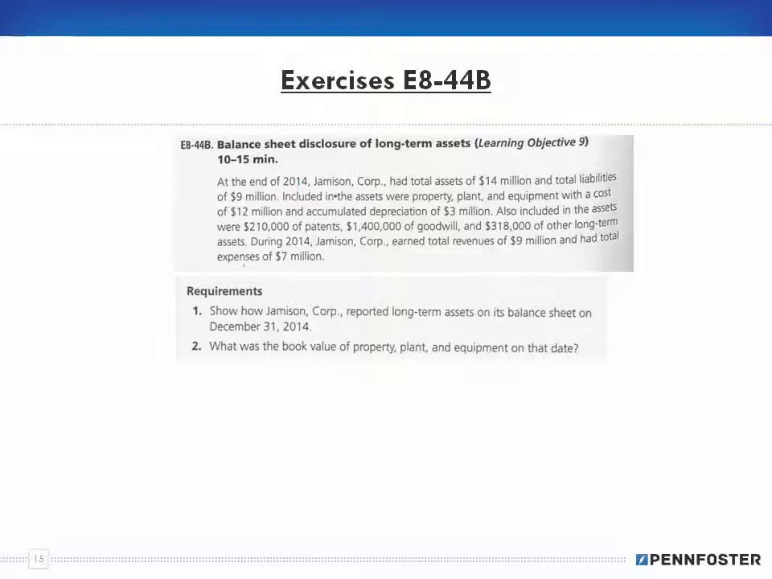At the end of 2014, Jameson had total assets of $14 million and total liabilities of $9 million. Included in the assets were property, plant, and equipment with a cost of $12 million and accumulated depreciation of $3 million. Also included in the assets were $210,000 of patents, $1.4 million of goodwill, $318,000 of other long-term assets. During 2014, Jameson earned total revenues of $9 million at total expenses of $17 million.